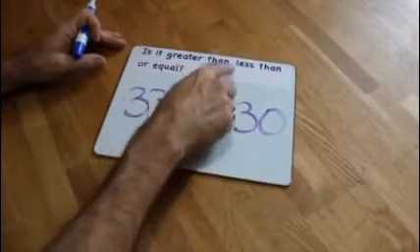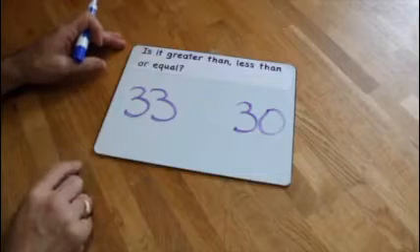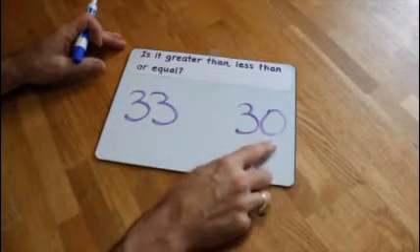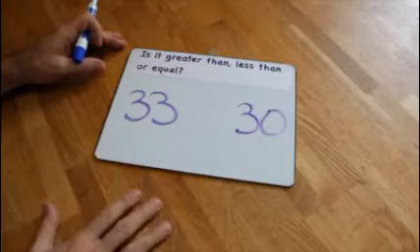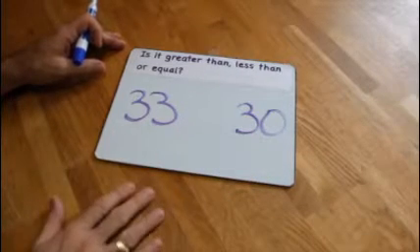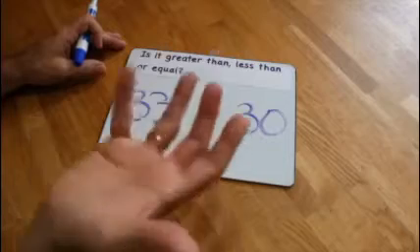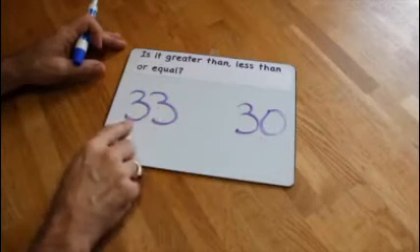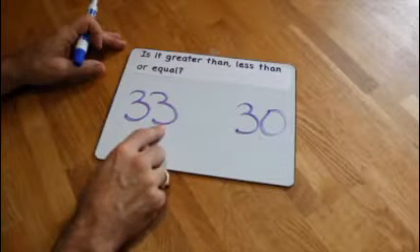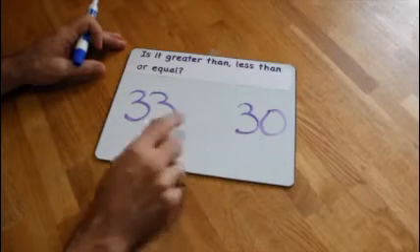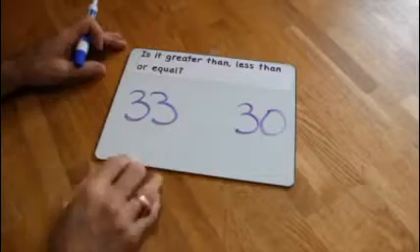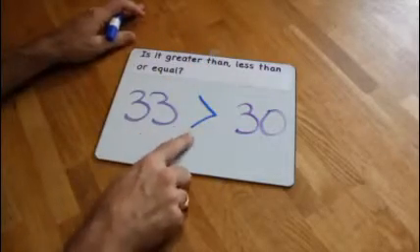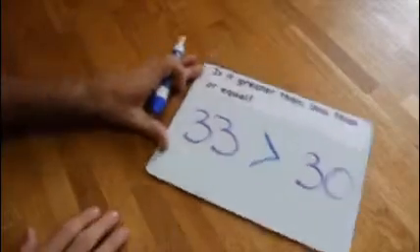Is it greater than, less than, or equal? Okay, this is 33. This is 30. Are they equal? No, they're not the same. So which one is greater? Well, they both have 3 tens. But this one also has 3 ones, while this has 0 ones. So 33 is greater. Let's go ahead and eat that up. And how do we read it? 33 is greater than 30.